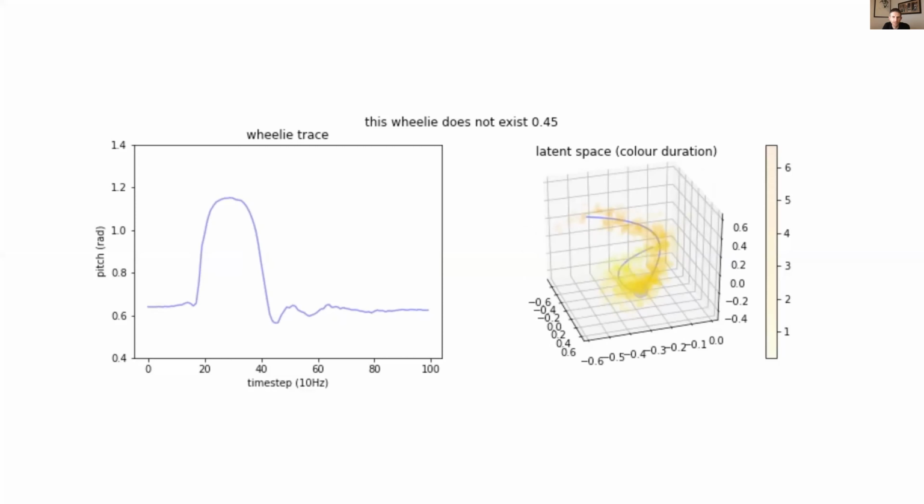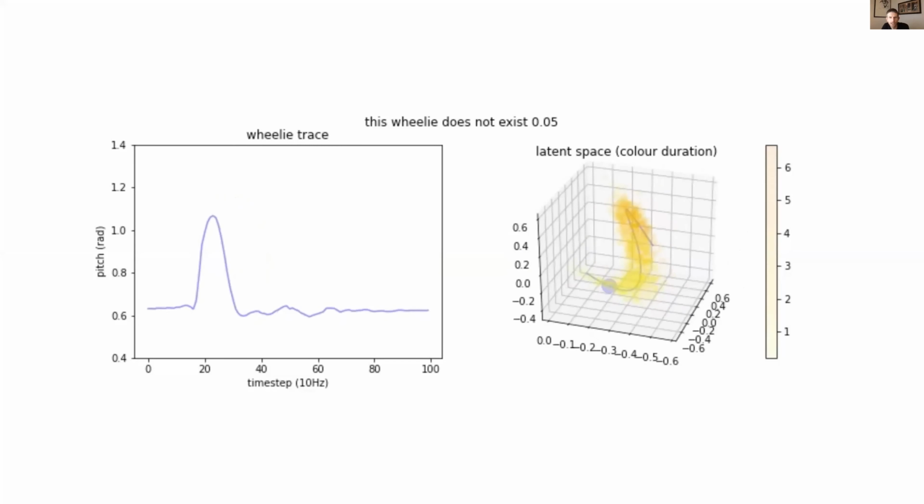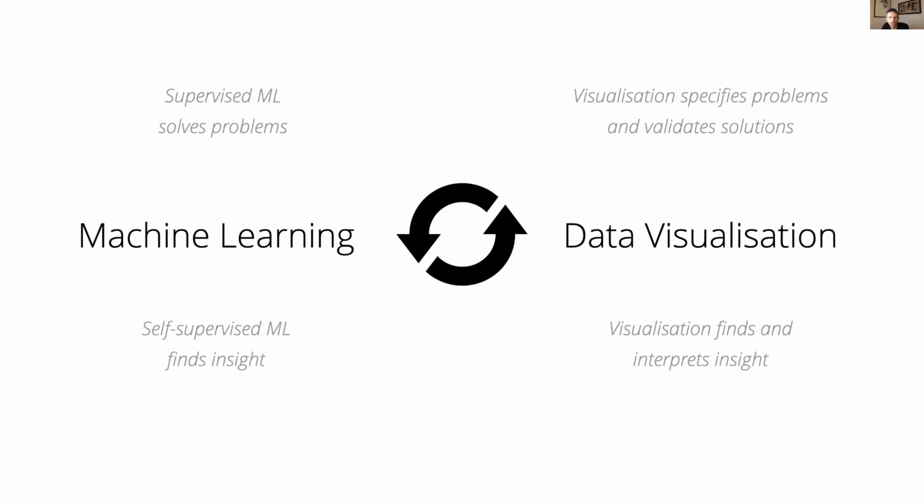Learning, we can use that to find some insight, but then data visualization will help us to interpret that. With visualization, we can then specify problems and how to validate solutions, and then supervised machine learning can solve those problems. So for instance, the fact that I found that some wheelies, the machine thinks, have a gradual ending and some have a sharp ending gives me some ideas about how I could turn this into a supervised machine learning program to predict when my wheelie is going to come to an end and what kinds of things I could avoid to keep that wheelie going for longer.